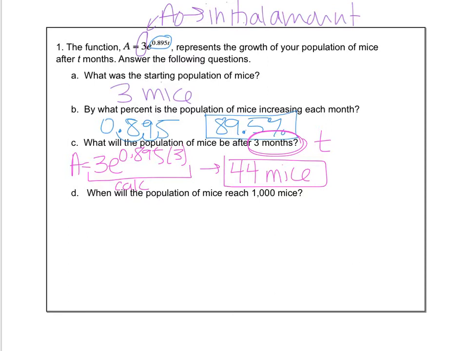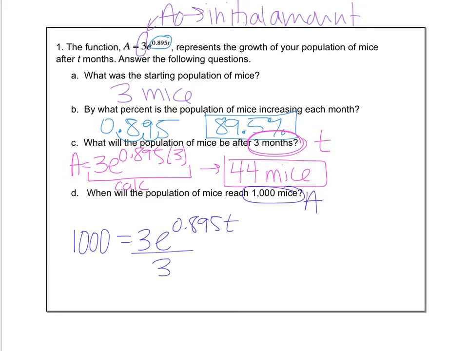Alright, guys, focus. Seriously. Part D. When will the population of mice reach 1,000 mice? Where is that 1,000 going in for? That goes in as A. Okay, Kevin. That's our new amount. We want to know when that new amount happens. So now this is where things you were doing yesterday should click in. How do I solve that? First, get the 3 away from it. Divide by 3.